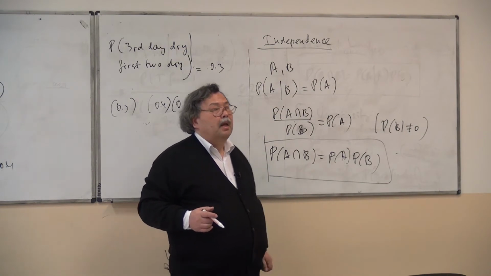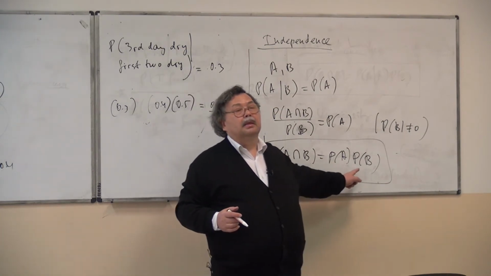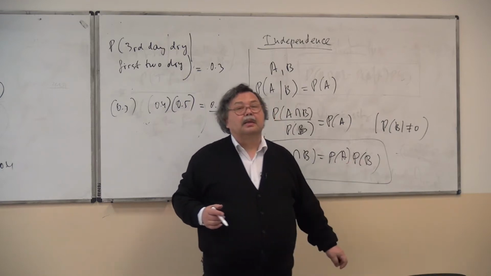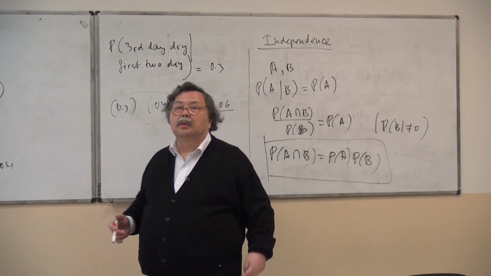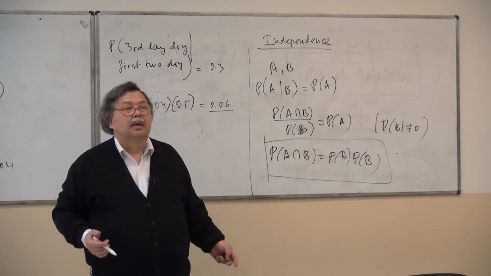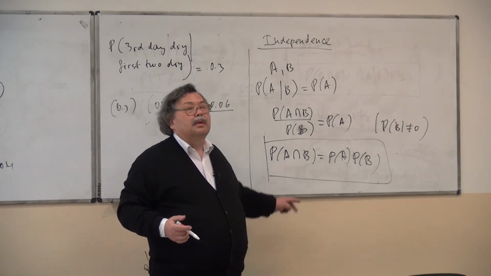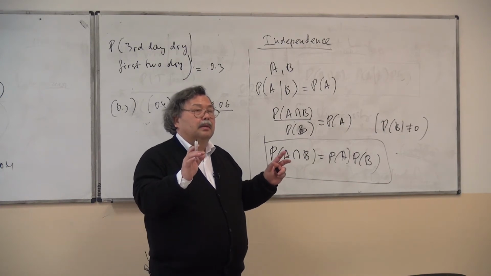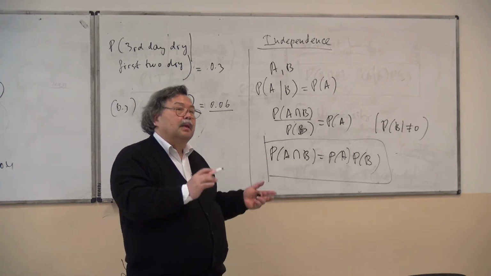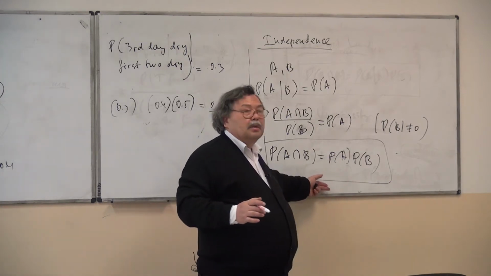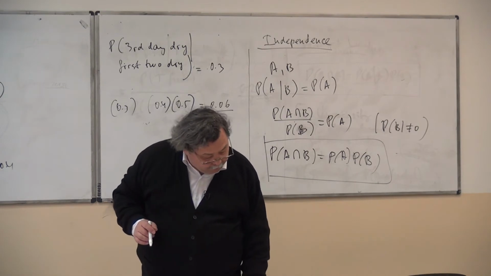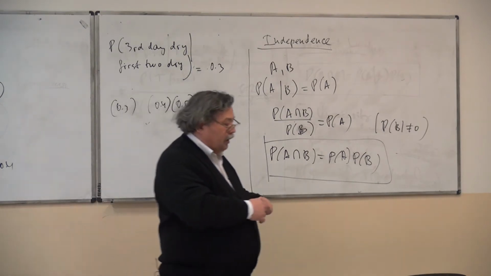Now, you may notice that if at least one of the two events is a null event, and accordingly its probability is 0, then using this definition, two events are independent if at least one of them is a null event, which is a consequence of this formula. All right, let's give it some simple examples.